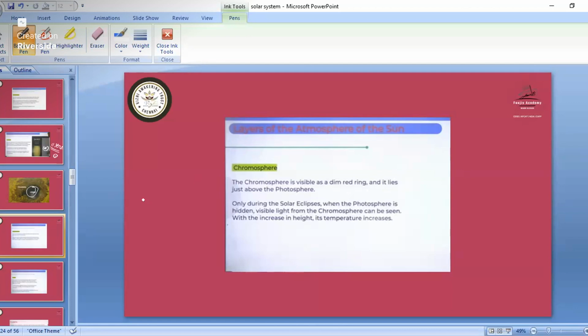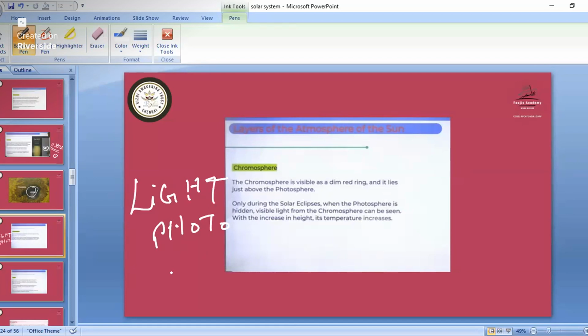See, we are receiving light from the sun from the photosphere. But during the solar eclipse, what happens? Suddenly it becomes dark. When the photosphere is hidden, the visible light that we see is from the chromosphere. With an increase in height, its temperature increases.